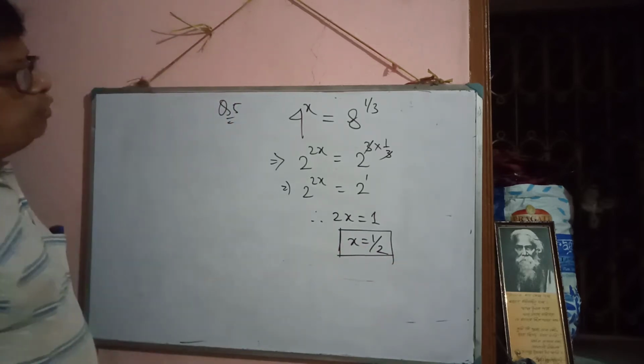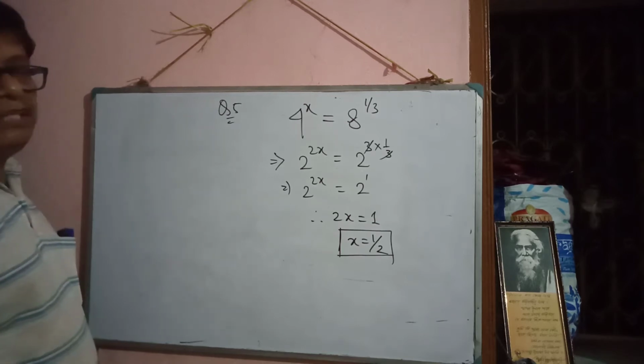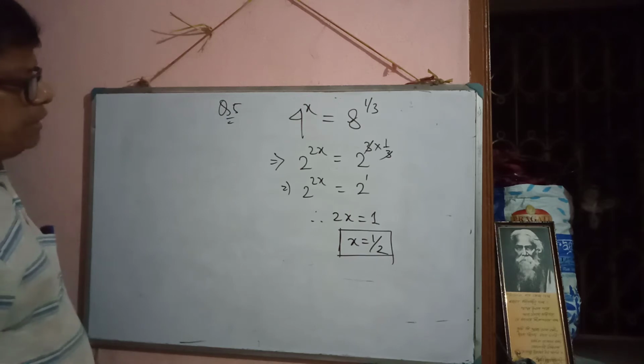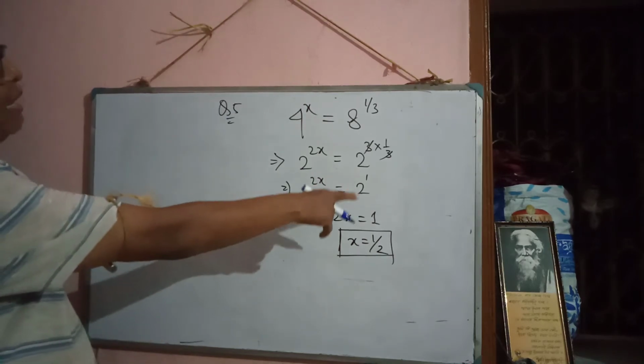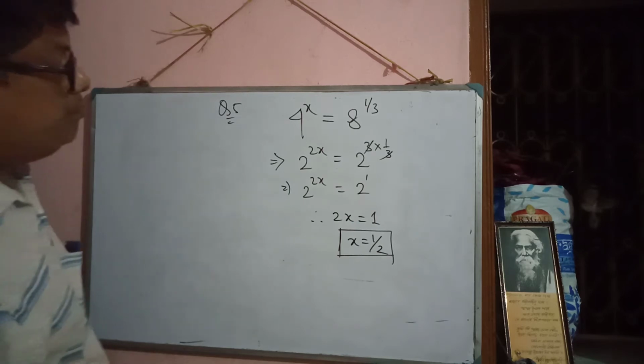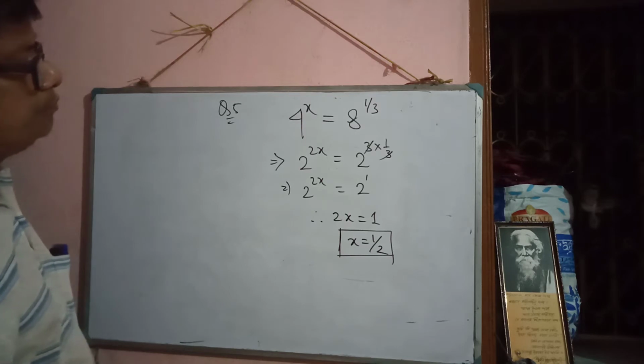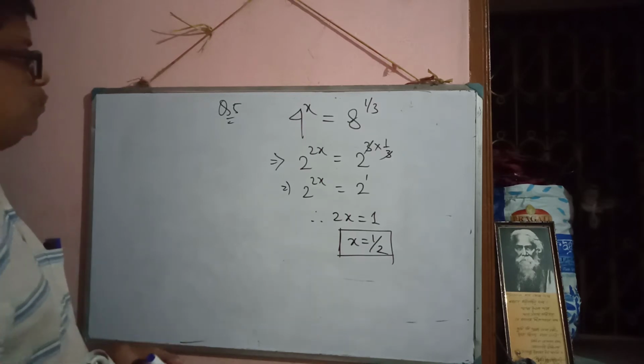4 to the power x equal to 8 to the power 1/3. So 2 to the power 2x equal to 2 to the power 3 into 1/3. Okay, so 2 to the power 2x equal to 2 to the power 1. 2x equal to 1, x equal to half. Okay. Next one.